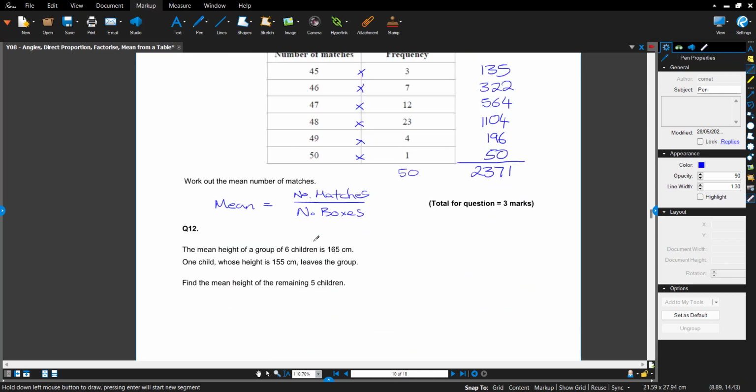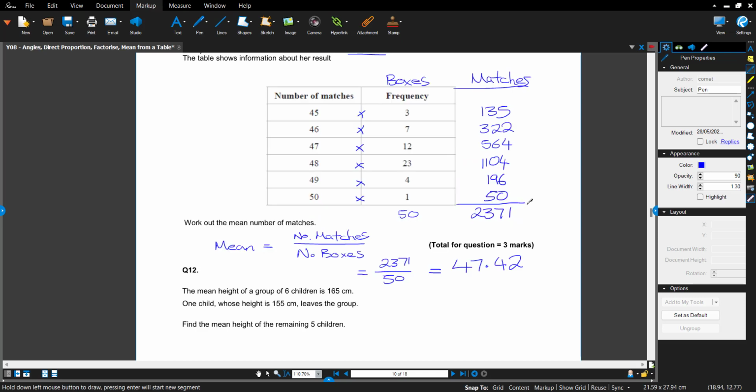So the mean is going to be 2371 over 50. That'll give us the number of matches per box on average. So it's 47.42. There you go. Cool. Well, that makes sense because there's 23, 48, so that's kind of dragging it up above 47.